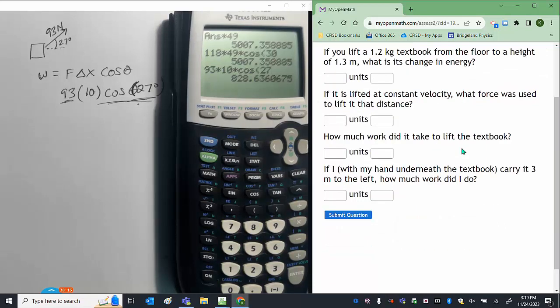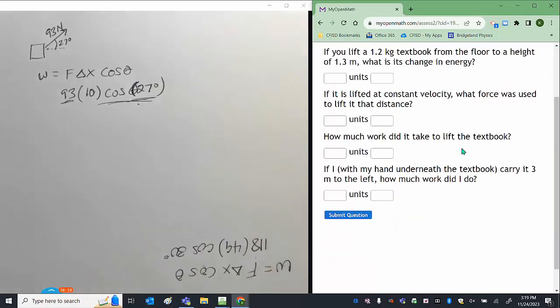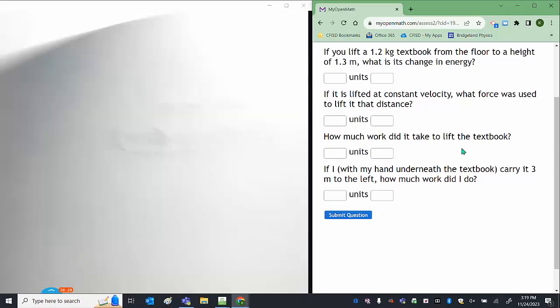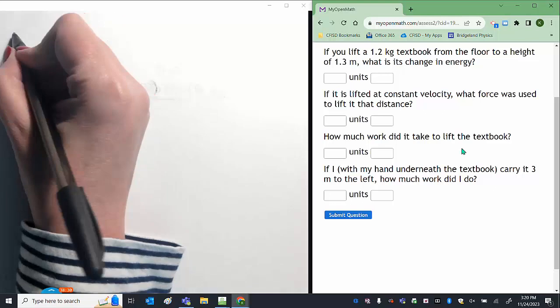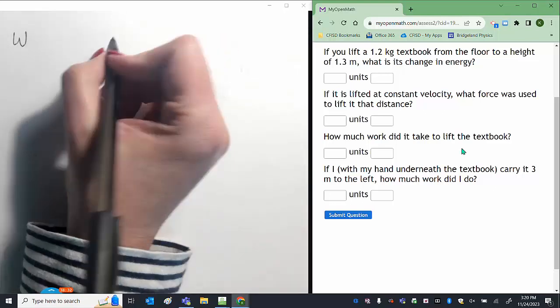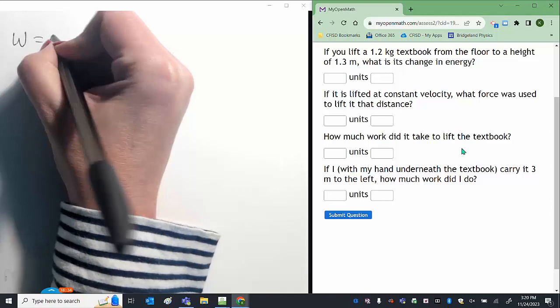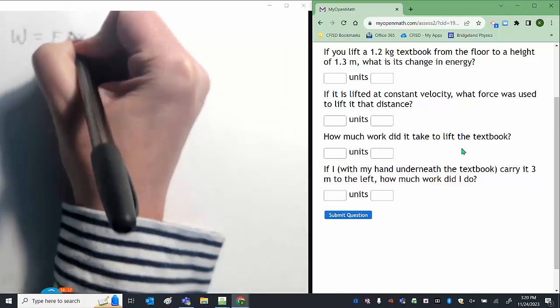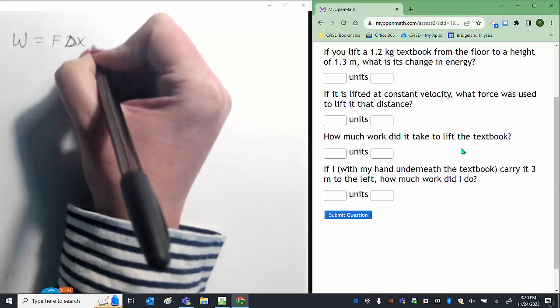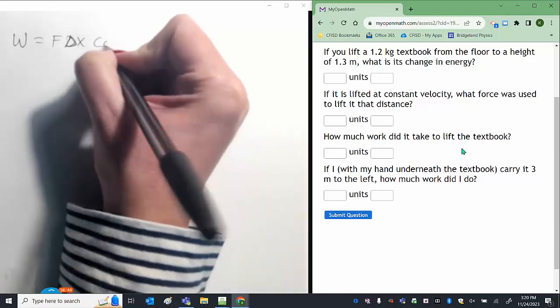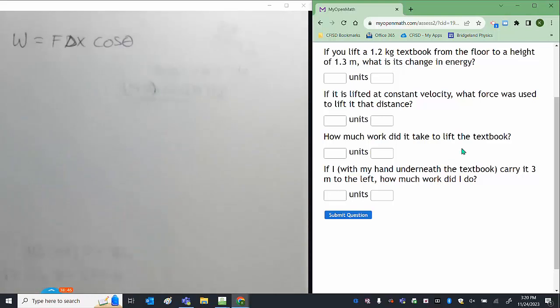Question 15. If you lift a 1.2 kilogram textbook from the floor to a height of 1.3 meters, what is its change in energy? Again, work is change in energy. So if we can find the work, we can find the change in energy. And again, work is equal to force times displacement, so long as that force is in the same direction as that displacement or parallel to it, same or opposite. If it's at an angle, we multiply by cosine theta.